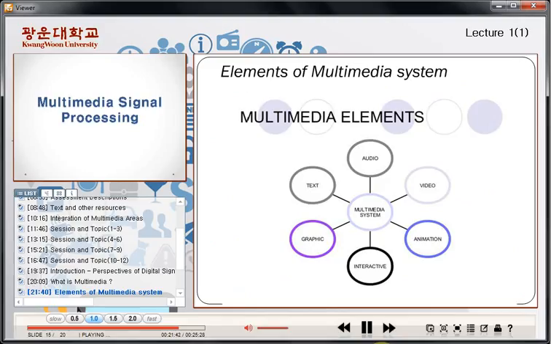Now, I'd like to introduce the elements of a multimedia system, and this picture shows the elements of a multimedia system. In this picture, the 5 elements, audio, video, animation, text, and graphics, are necessary for multimedia signal processing and communications. And the 5 elements have to be combined to process and communicate. Especially interactivity. Interactivity is an essential part in order to function as a true multimedia system. Without interactivity, we cannot call any system a multimedia system.